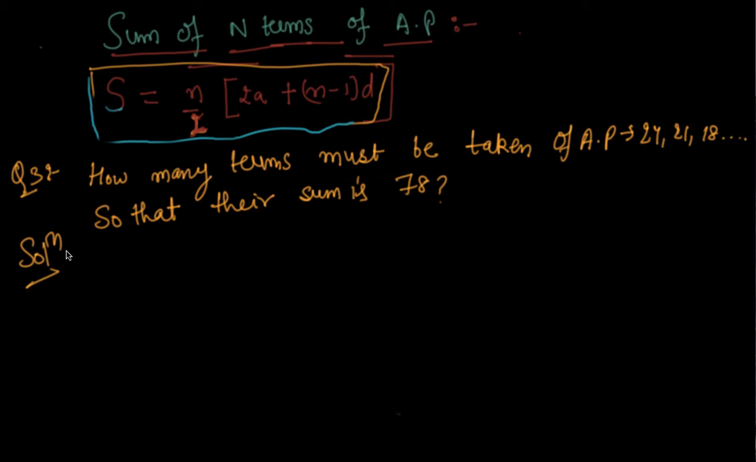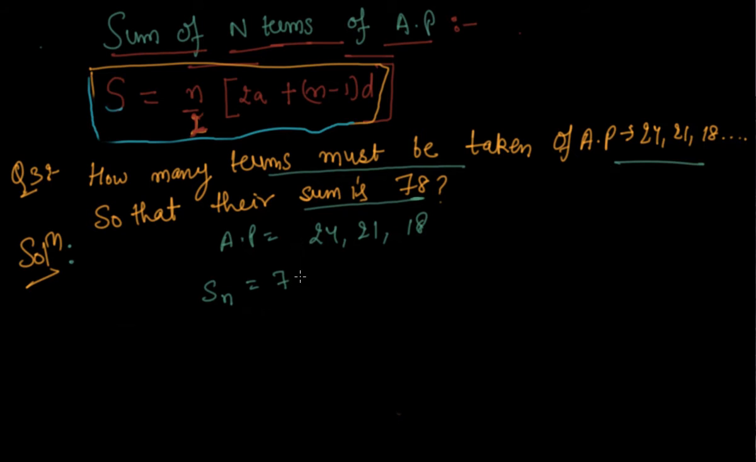So students, here is one more question for you. It is a different question from the previous one. Here we are given an AP as 24, 21 and 18, and we have to find how many terms must be taken so that their sum is 78. We are given the sum of n terms as 78, and we have to find the value of n for which the sum will be equal to 78.